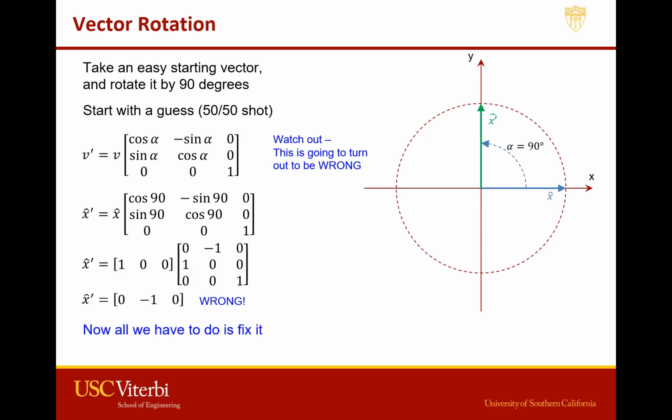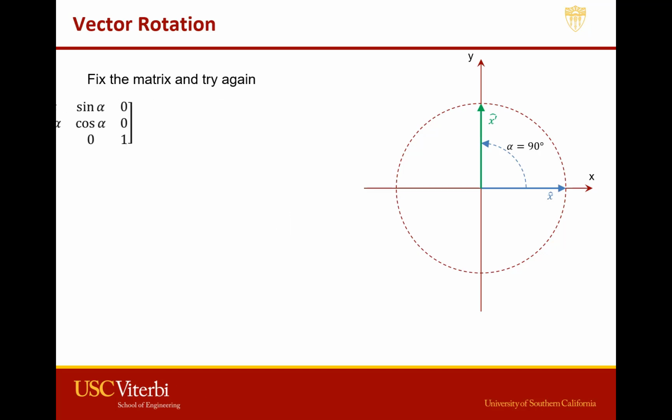So now that we know it's wrong, all we have to do is fix it. How do we fix it? Well, all that was wrong in our case was that we got 0, minus 1, 0 when we wanted a positive 1. So we have our sign wrong. How do we fix the sign? Well, the sign came from there. That's where that minus 1 came from, right there. So we're just going to move it over. Let's do that. We'll fix the matrix and give it another go.